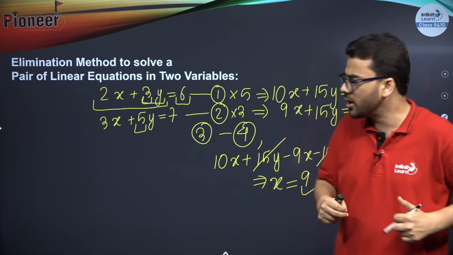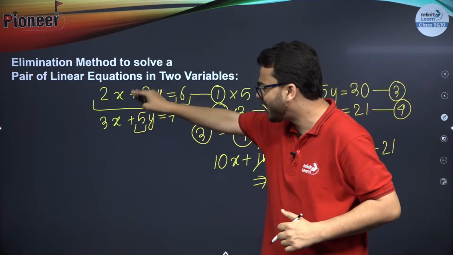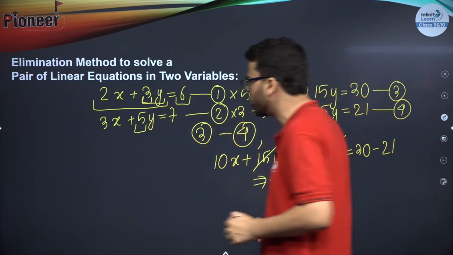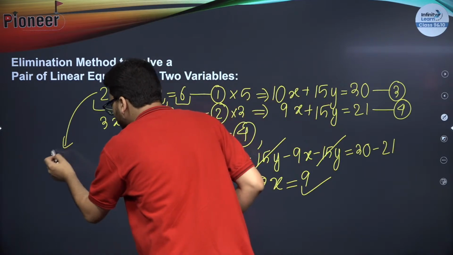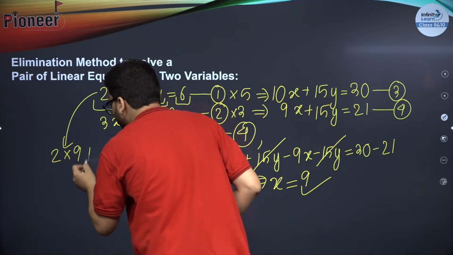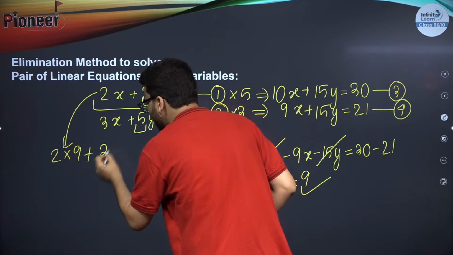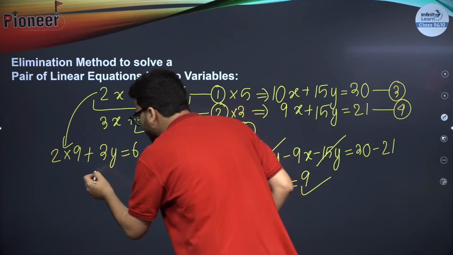In order to find the value of y, you will put the value of x in any one out of these two equations. It is all up to you. So suppose I'm putting in the first equation itself, x is equal to 9, let us put. So plus 3y that is equal to 6. So what is the value of y which we are getting over here guys?